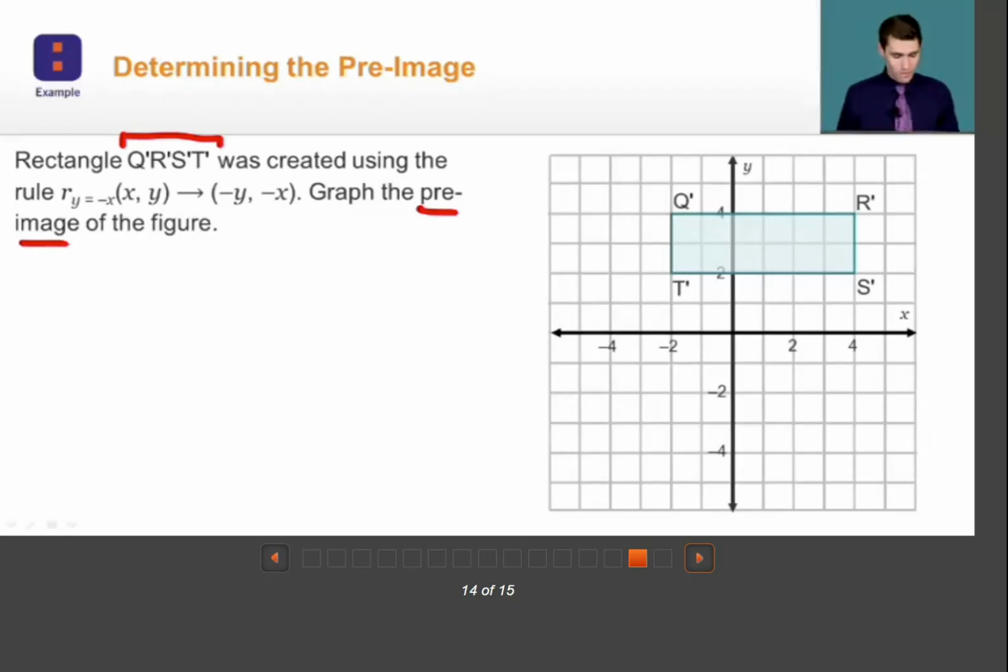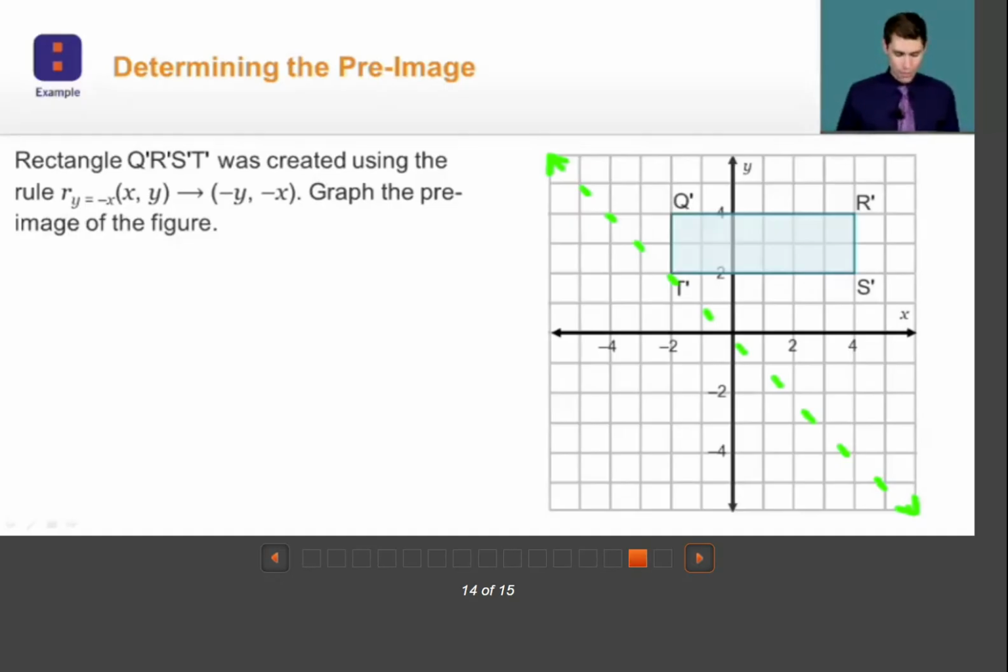So in this case, even though I'm given the rule for mapping from the pre-image to the image, I need to actually work backwards to figure out what the pre-image is. So let's begin by putting our line of reflection on our coordinate plane. So the rule says it's for y equals negative x, so I'm going to go ahead and add that line here. It's a line with a slope of -1 that goes through the origin.